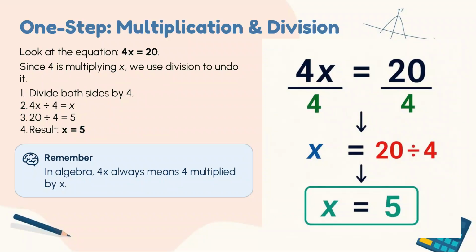Now let's solve a one-step equation using multiplication and division. Look at the equation. 4x equals 20. Remember, 4x means 4 times x. To undo multiplying by 4, we divide both sides by 4. On the left, 4x divided by 4 leaves x. On the right, 20 divided by 4 equals 5. So x equals 5. The key rule is always to do the same operation to both sides.